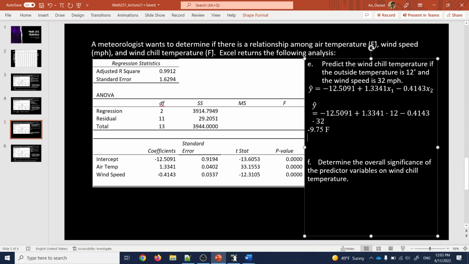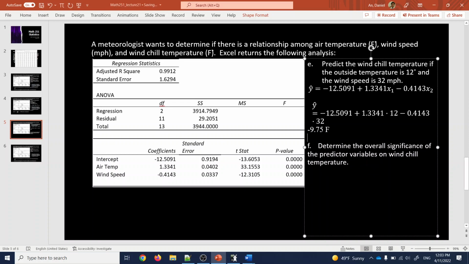It should go way down, right? Because you have heavy winds. So that's why you get negative 9.75. Okay, determine the overall significance of the predictor variables on wind chill temperature.